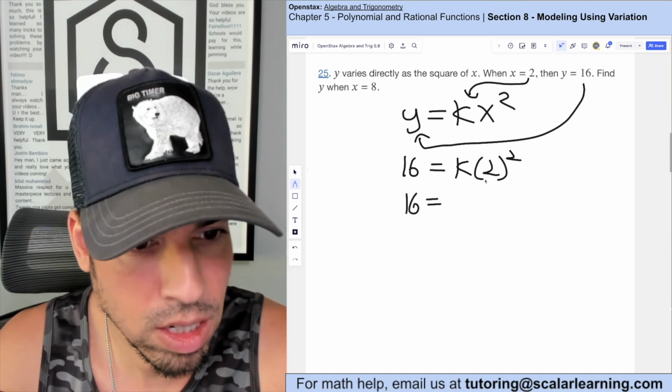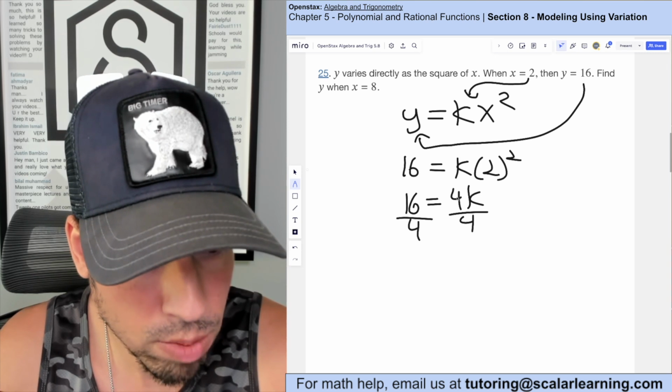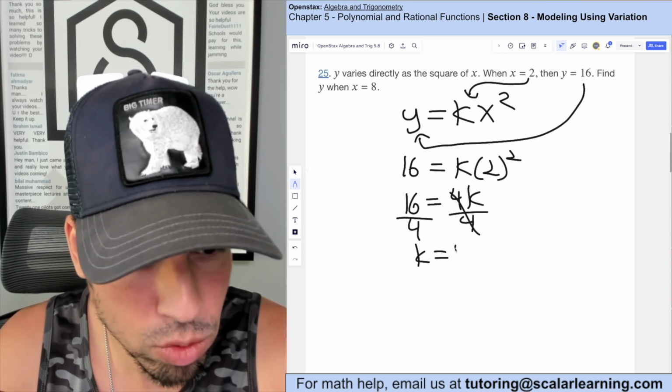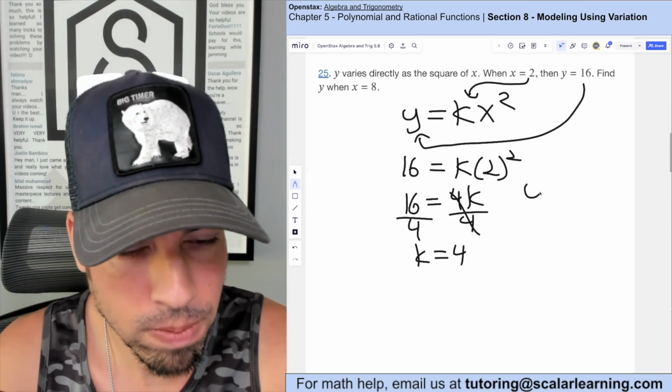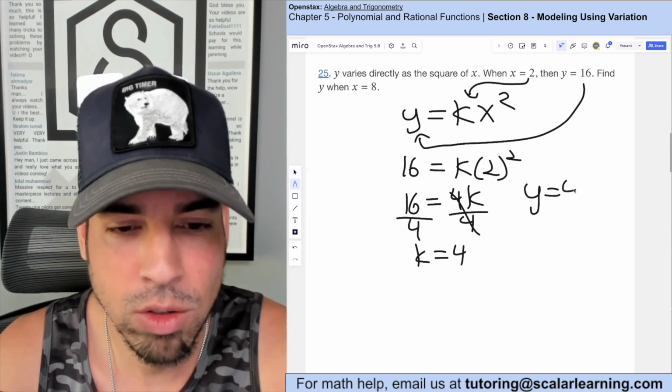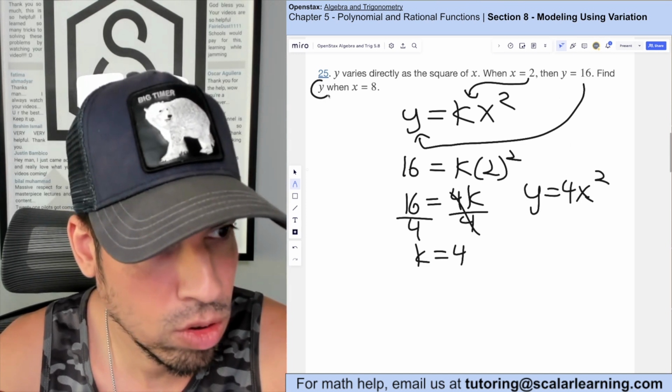So we have 16 equals 2 squared is 4. And then we divide both sides by 4, and we get a value of k equals 4, right? 16 over 4 is 4. Now I can rewrite our equation. This direct variation is y equals 4x squared. And this is great because this is now going to allow me to answer this question.